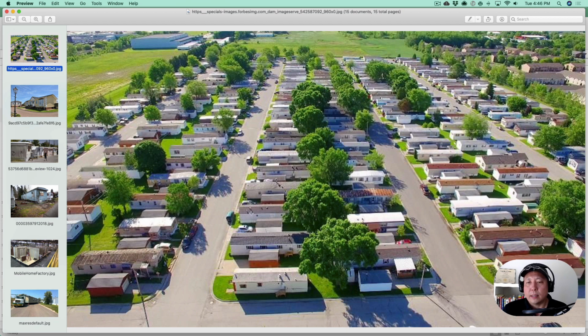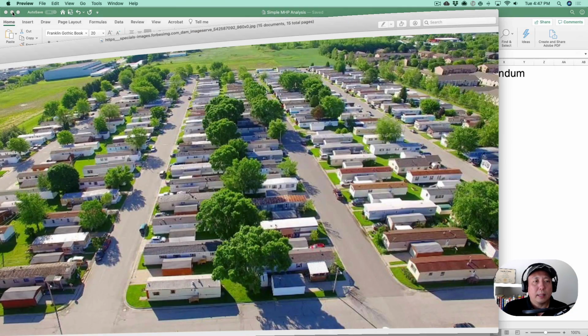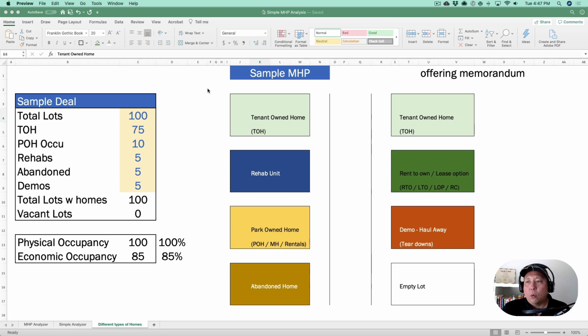You're not investing in just a single mobile home, but the entire mobile home park or manufactured housing community or land lease community or trailer park. These are all different terminology to describe the same thing. So let's take a look here at what a sample mobile home park deal might look like.